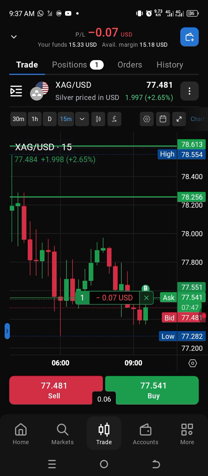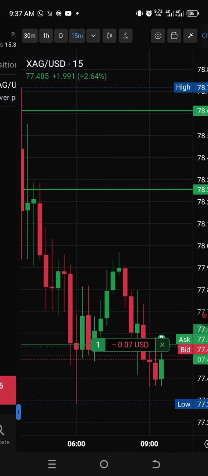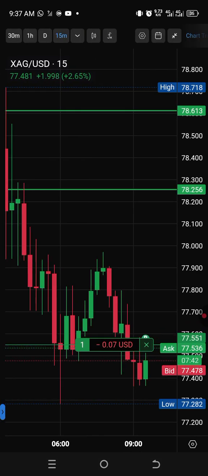Okay, let me enlarge. I think if I'm to put a take profit, it will be where it will be. But on silver, I don't really like a take profit because you limit yourself. It can move a lot. So I think stop loss will be better.